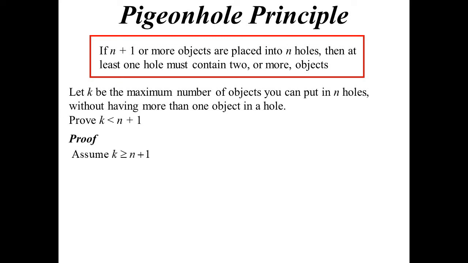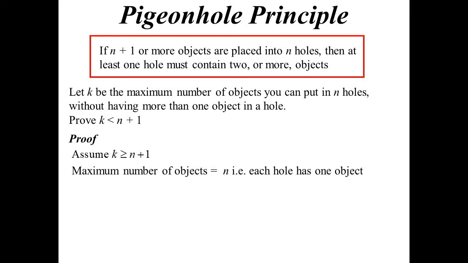Okay, here's the proof. I'm actually going to assume the opposite. I'm going to do it by contradiction. I'm going to assume K is actually greater than or equal to n plus 1. Now, the maximum number of objects equals n. That's when each hole has one object. So therefore, K must be less than or equal to n. There's my contradiction straight away.